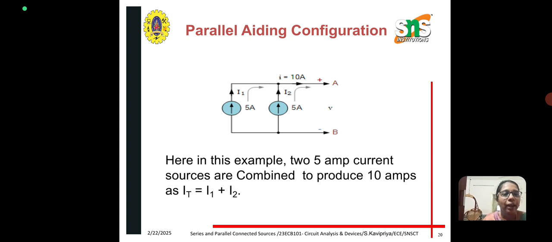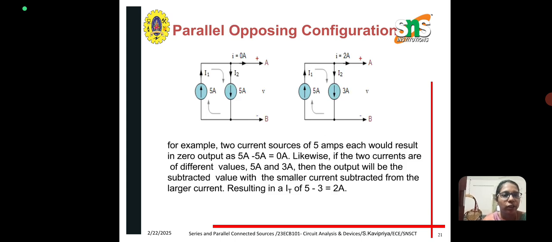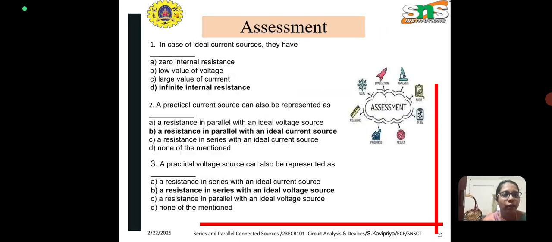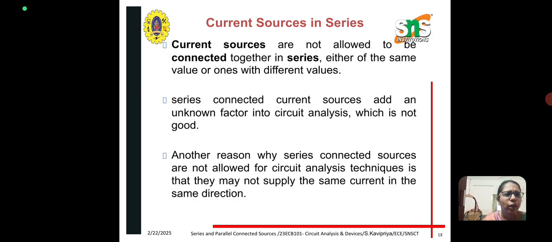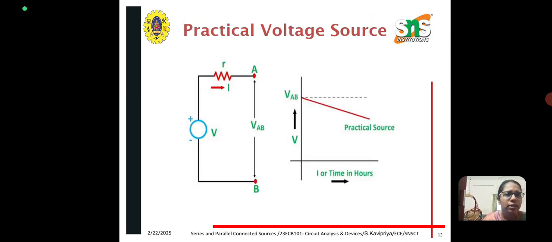And next is the parallel aiding configuration. This is a diagram that indicates a parallel aiding configuration and this diagram indicates a parallel opposing configuration. So that's all about the different types of sources.